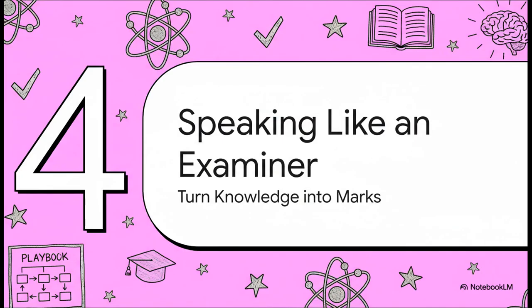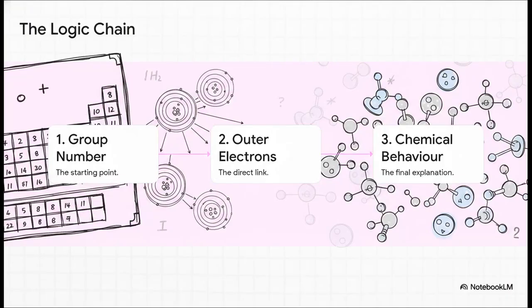Okay, theory is locked in. Now for the really important part, turning all this into exam points. This is your playbook. This is how you start speaking the exact language that gets you top marks from an examiner. This is it. This is the formula for a perfect answer, every single time. It's a simple, 3-step chain of logic. First, you mention the group number. Second, you state that this tells you the number of outer shell electrons. And third, you connect that number directly to its chemical behavior. If you follow that simple A leads to B leads to C logic, you are literally speaking the examiner's language.